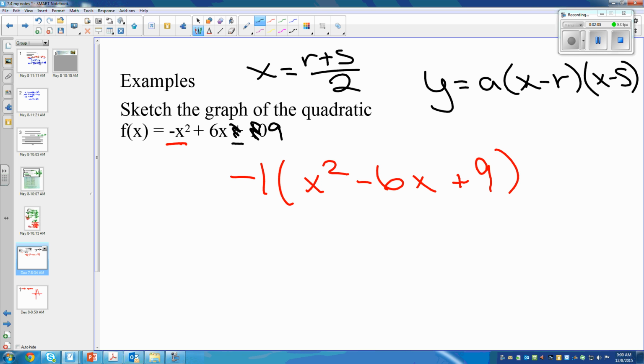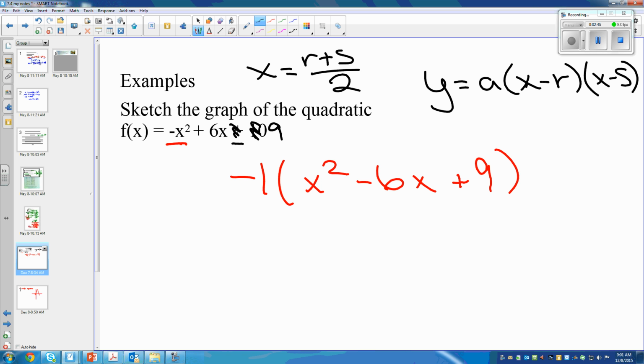Now, let's go through this question. So in this question, it says sketch the graph of negative x squared plus 6x minus 9. So we took a negative 1 out. So it says positive x squared minus 6x plus 9. Okay, so I changed the question a little bit just so that we were able to factor it. And the questions that I give you like this, if you want to solve it like this, they have to be factorable, right? In some way or another.